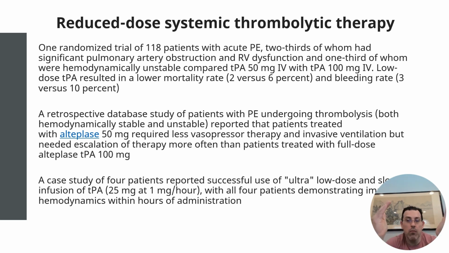Now, again, I've just spoken largely so far about the half dose, the 50 milligrams, but the other variable then is time. Here, this was a case study of four patients who reported success of ultra low dose and slow infusion of TPA, only 25 milligrams, at 1 milligram per hour. What that tells you is that, in addition to dose, we really don't know the optimal amount of time to give the drug over, at least for certain patients.